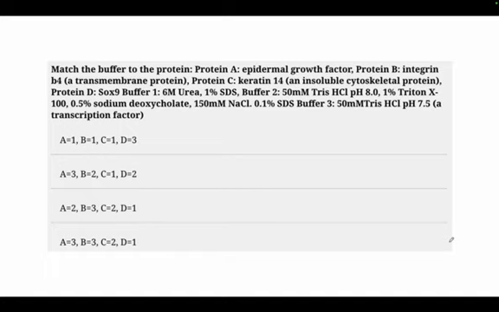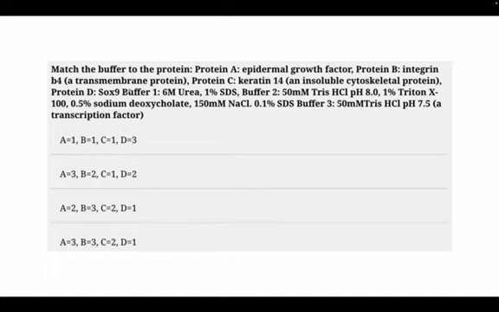Here the question is, match the buffer to the protein. Protein A is epidermal growth factor. Protein B is integrin P4, some transmembrane protein. Protein C is keratin 114, which is an insoluble cytoskeleton protein. And protein D is SOX9.